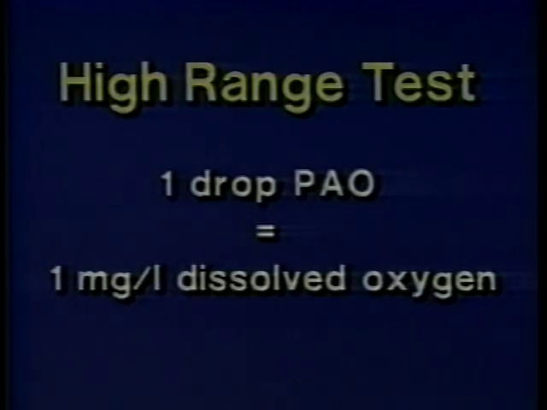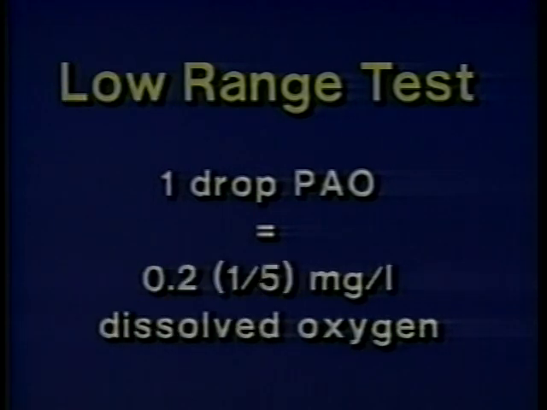In the high range test, each drop of PAO solution equals 1 milligram per liter of dissolved oxygen. In the low range test, 5 times the amount of sample was used than in the high range test. Therefore, each drop is divided by 5 and equals 1/5 of a milligram per liter of dissolved oxygen. In other words, each drop of PAO equals 0.2 milligrams per liter dissolved oxygen. Recall that 0.2 is equal to 1/5.